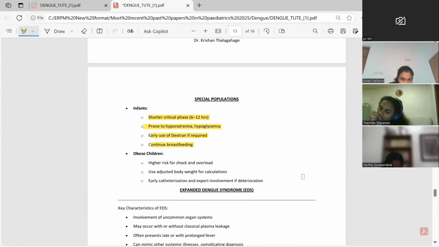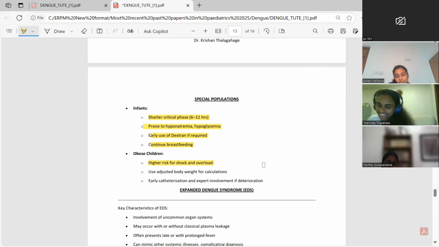Obese children, right? When it comes to obese children management, they are at a higher risk of going into shock and fluid overload, right? If the child is obese, suppose a 5-year-old child, he should be, say, around 15 kilos. Suppose this child's weight is 30 kilos. 5-year-old, 30 kilos. Right? So 5-year-old, 30 kilos.